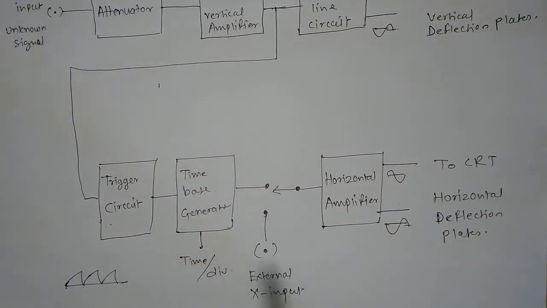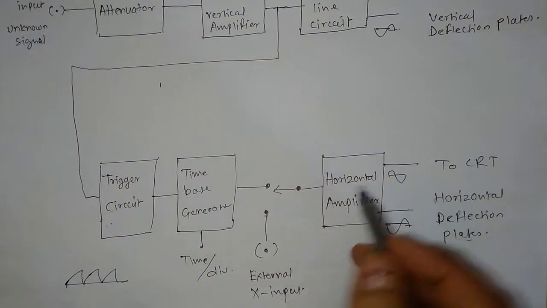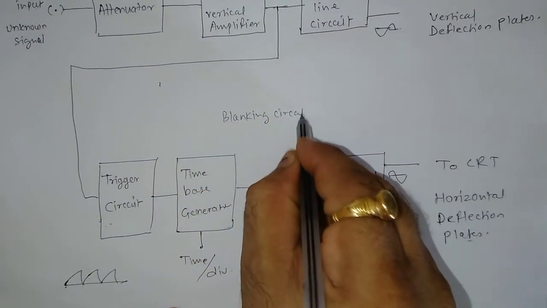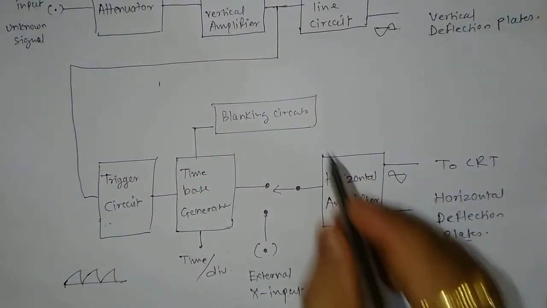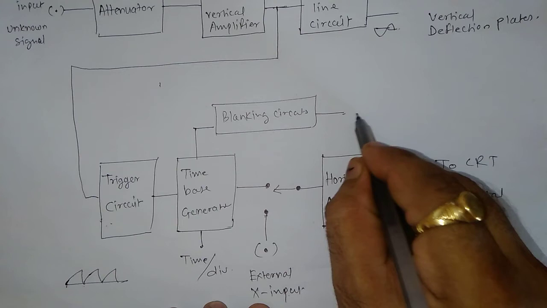After switching, these signals, as an X input or horizontal signal, are again amplified using the horizontal amplifier, and then they are given to the CRT, that is, the horizontal deflection plates. Again, phase reversal is done for electrostatic deflection. So this is the horizontal section. Now the remaining parts of the CRT: it consists of a blanking circuit. The same sawtooth waveform is connected to a blanking circuit. Then the signal from the output of the blanking circuit is connected to the control grid.